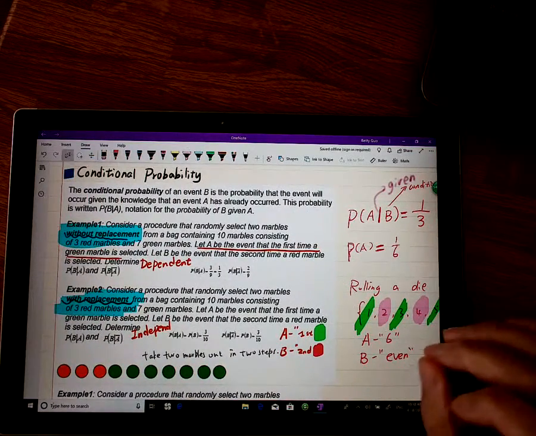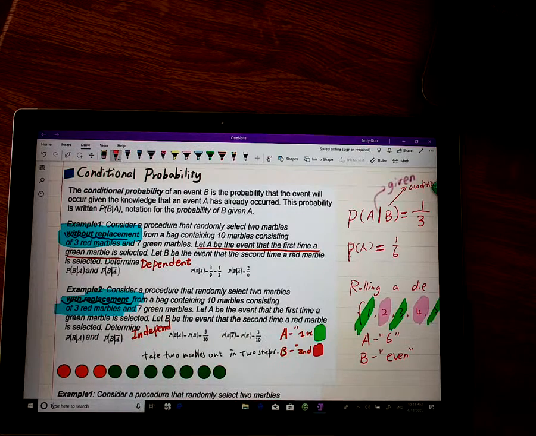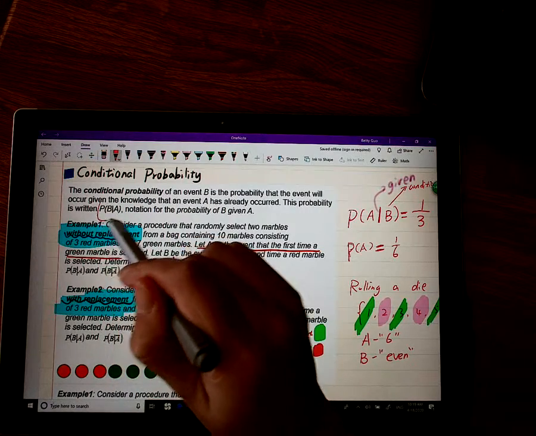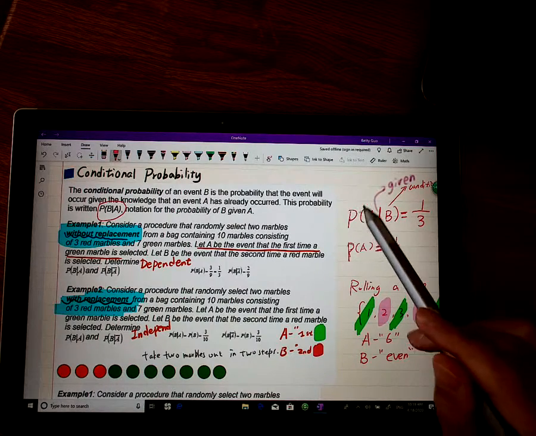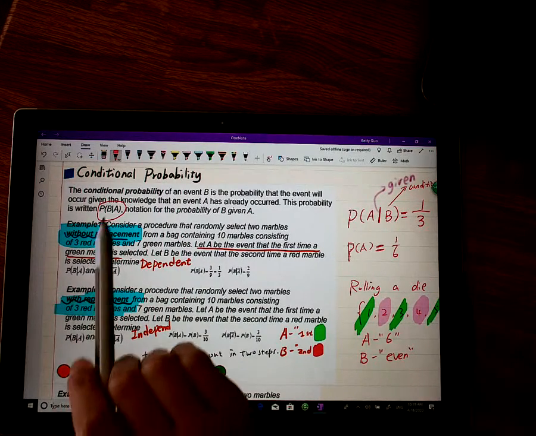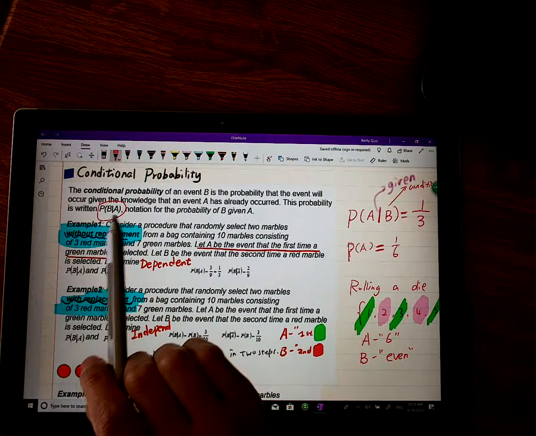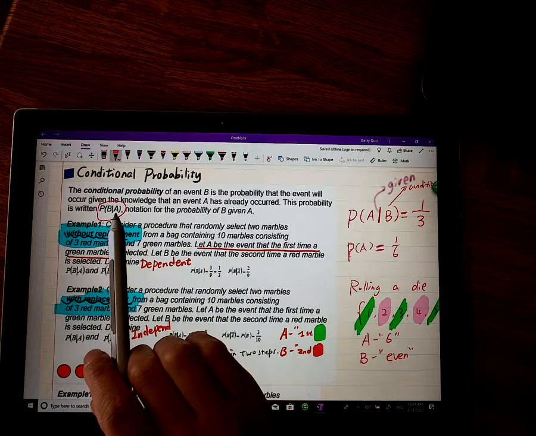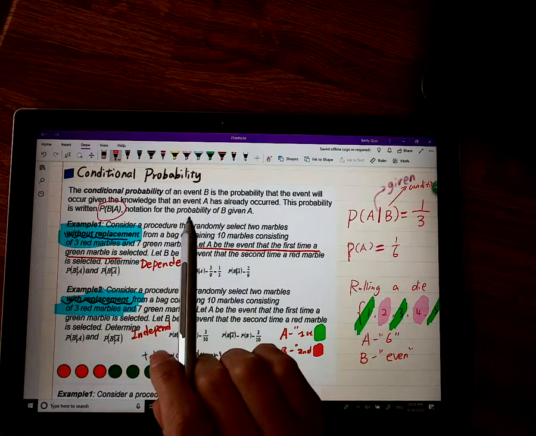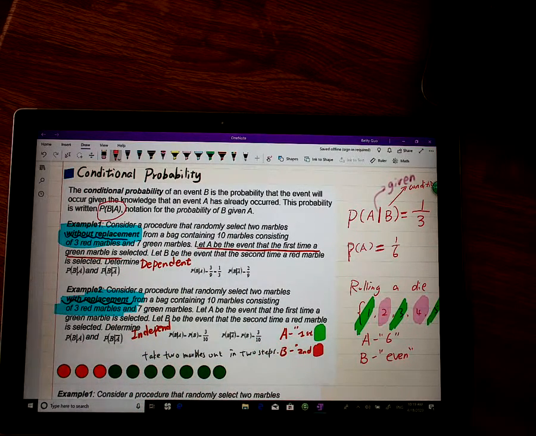Alright, let's see the formal definition here. The conditional probability of an event B is the probability that the event will occur given the knowledge that an event A has already occurred. This probability is written as P of B given A. When we talked about the example, we used P of A given B. Here it is P of B given A. It's the same, just a different order, different letters. A is the condition in this case. That's the notation for the probability of B given A.